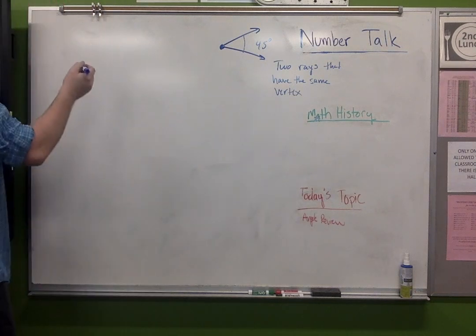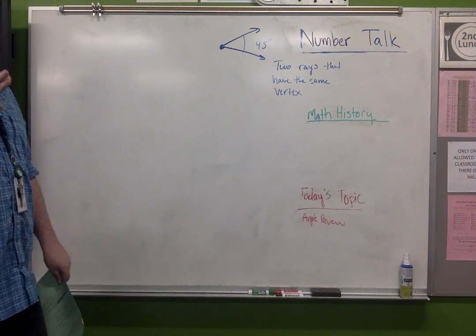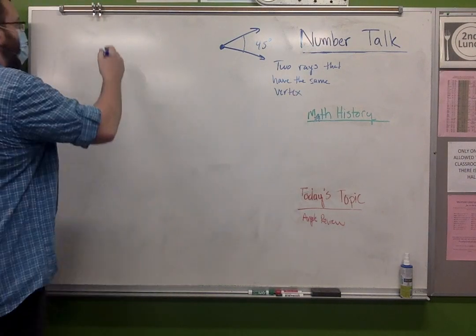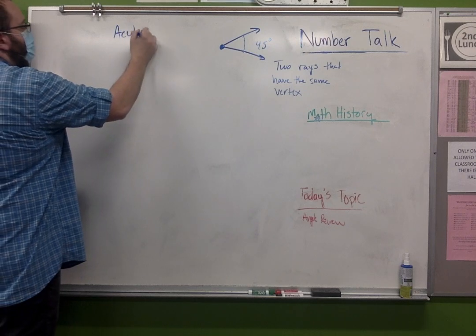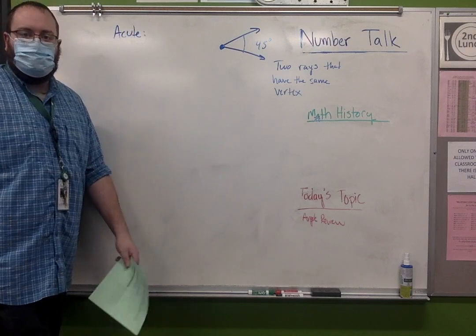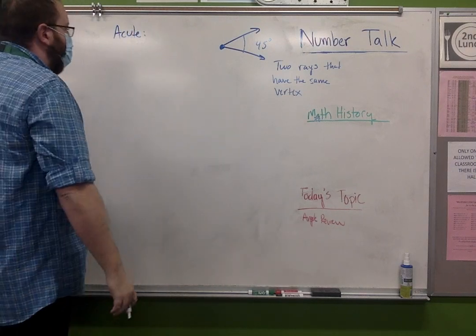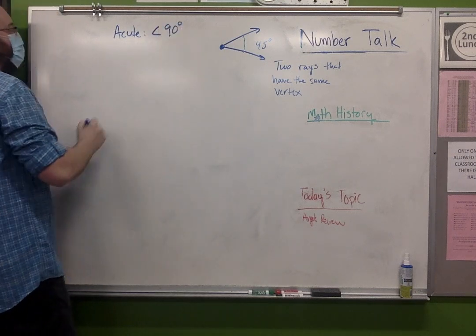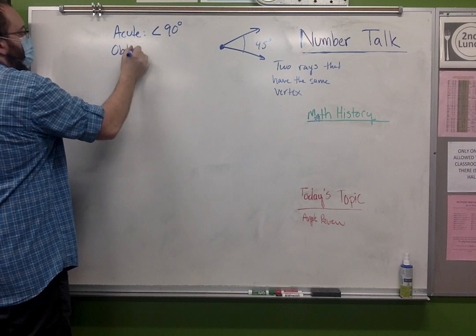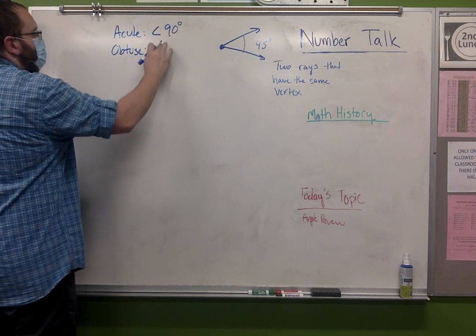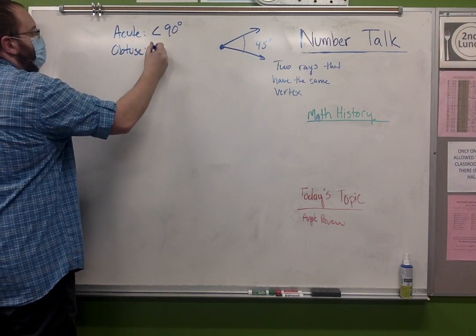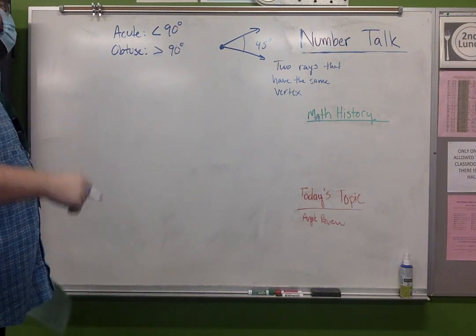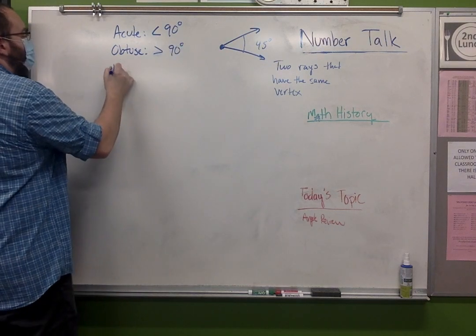Some different types of angles. There's three types of angles that refer to the angle measure. We have acute angles. Now this is review, so you probably all know this, but it's good to review. An acute angle is an angle that's less than 90 degrees. An obtuse angle is an angle that's greater than 90 degrees. And then a right angle.